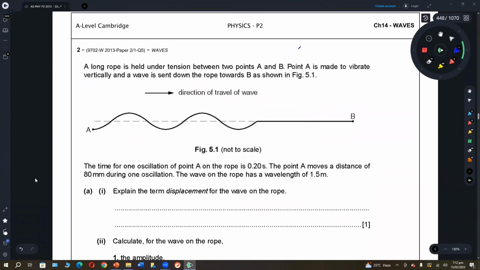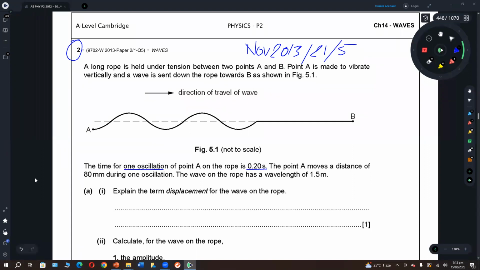Now we have this question. This is November 13, 21, and 5. A long rope is held under tension between 2 points A and B. Point A is made to vibrate vertically and a wave is sent down the rope towards B as shown. The time for one oscillation of point A on the rope is 0.02 second.